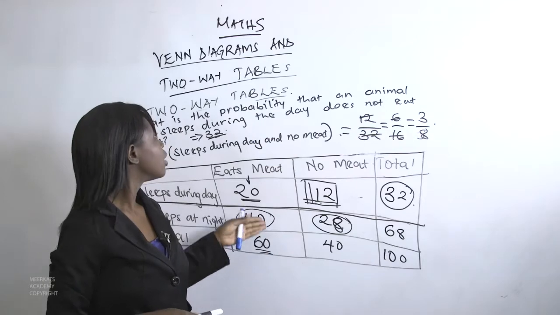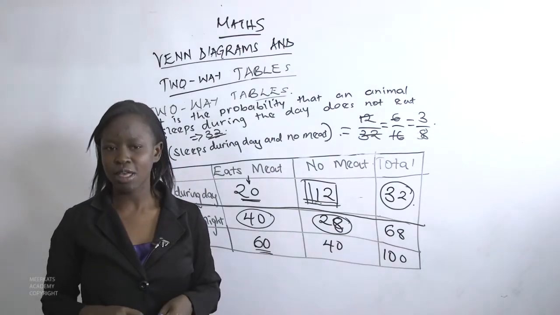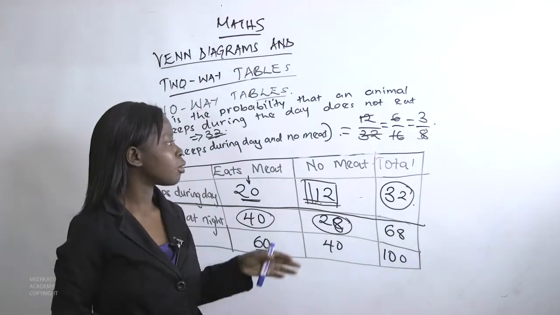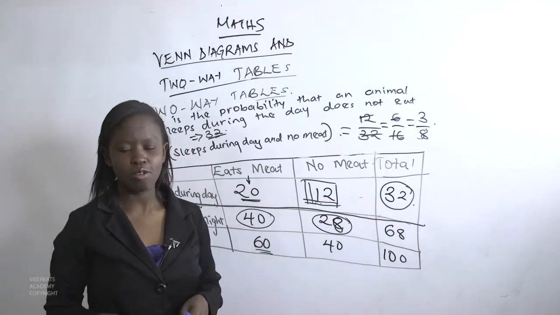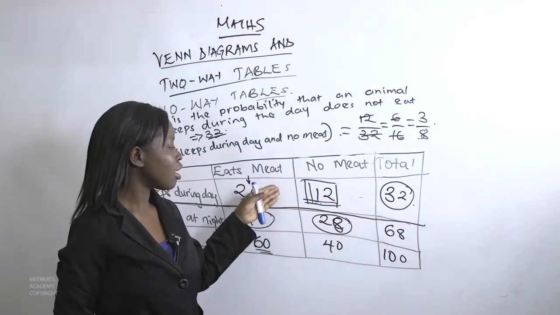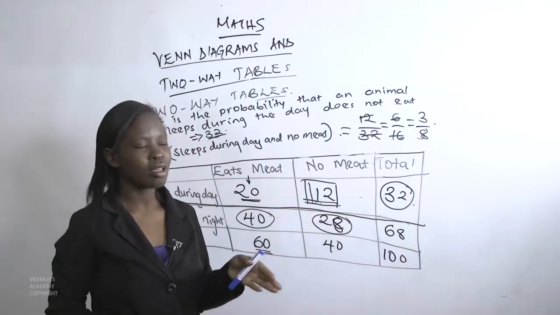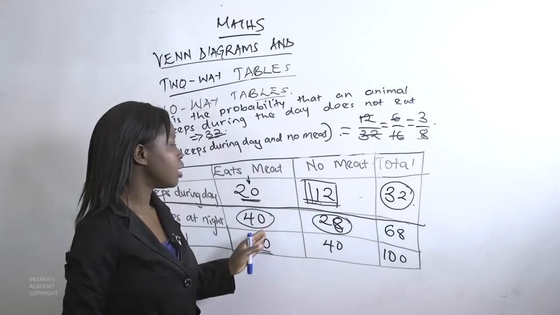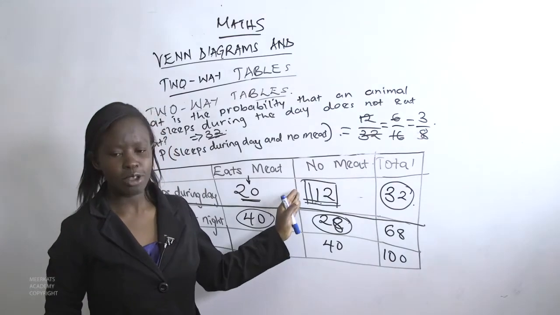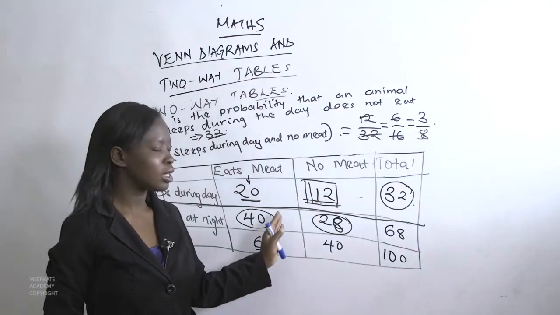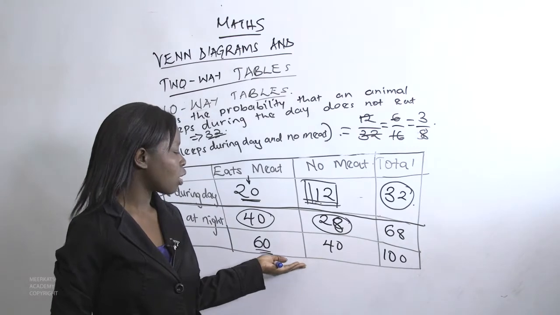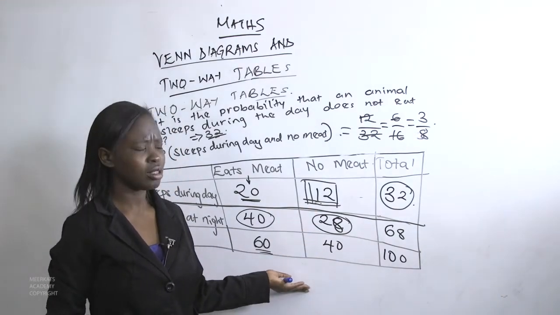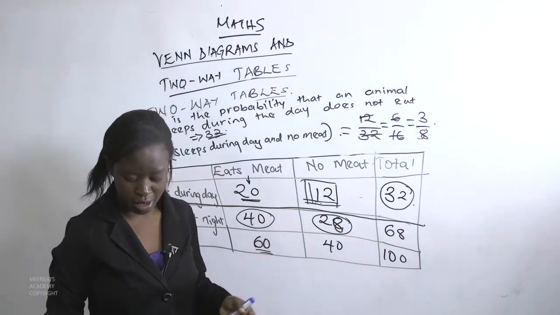So we find that the two-way table just helps us make our calculation easier. It makes the working of the probability easier, so that after you've carried out your experiment, you can simply represent the data you've obtained in a two-way table, and after you've represented the data in the two-way table, it makes your calculation easier in finding whichever probability you want to get in that given table.